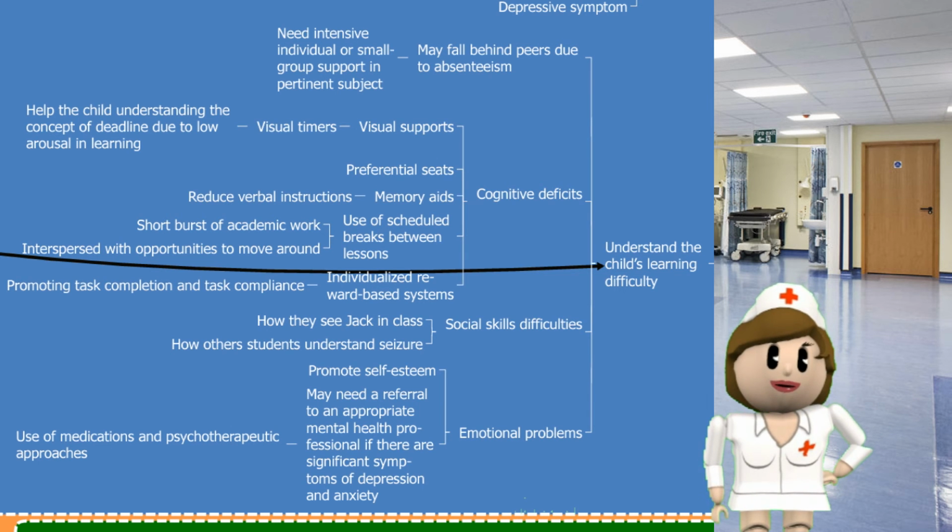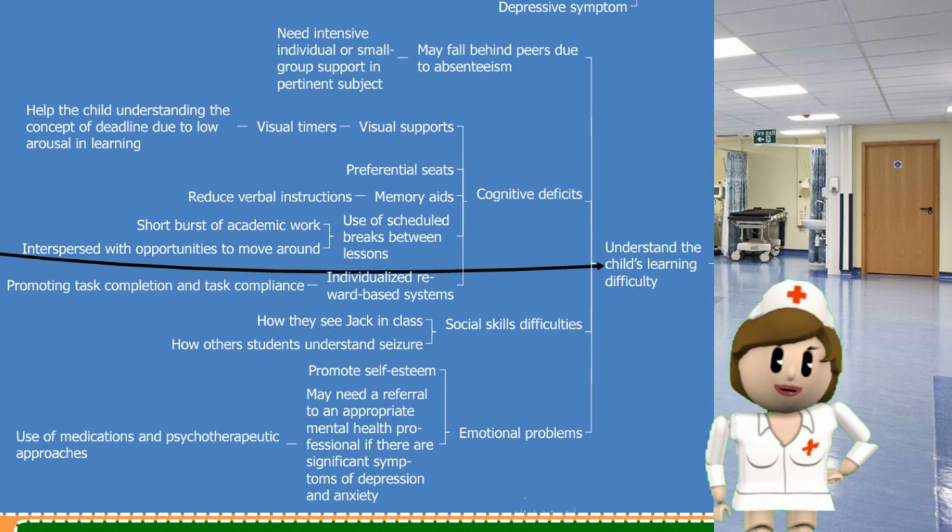For social skills difficulties, asking the teacher how others in class see Jack would be a big help in formulating a care plan for him to promote his self-esteem, or in some cases Jack might need a referral to an appropriate mental health professional for assessment and treatment of significant symptoms of depression and anxiety.